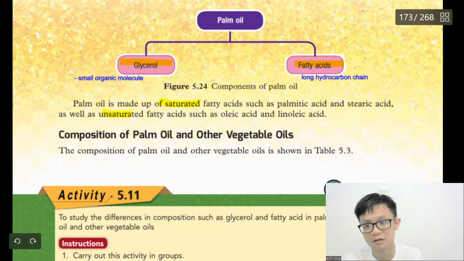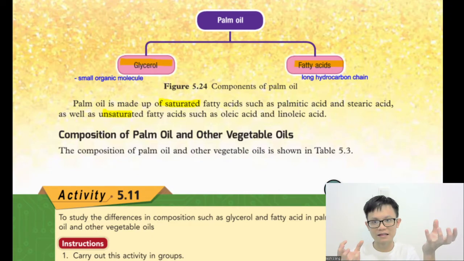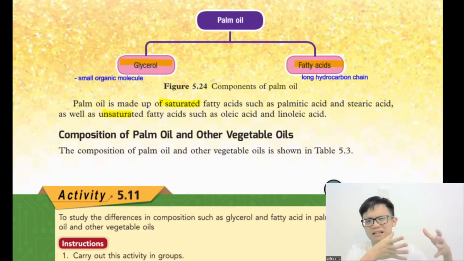But of course, unsaturated is usually more expensive. Saturated one is cheaper. That's why when you go to the supermarket, there is a 3 ringgit Planta. You can see it is a margarine. The mama uses Planta. One bucket is like 5 ringgit, 10 ringgit, one tin, two tins.